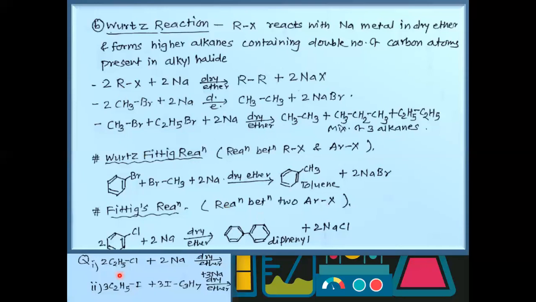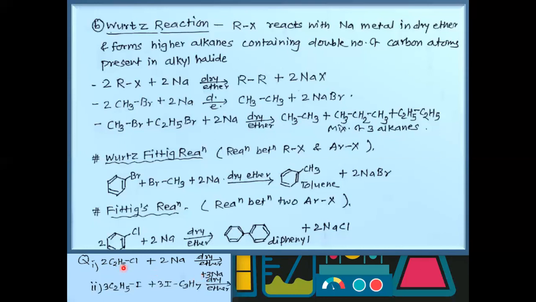See the question. Two molecules of ethyl chloride plus 2 sodium gives, in dry ether. And here, the second example. For balancing this reaction, 3 molecules of ethyl iodide and 3 molecules of n-propyl iodide are given in the presence of dry ether. So we will check their answers simultaneously.